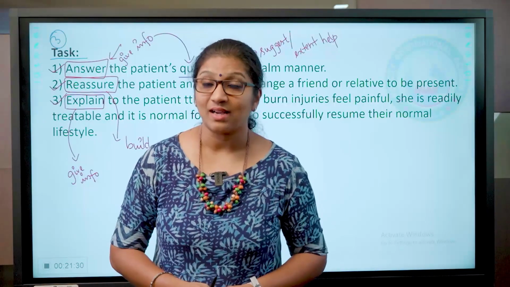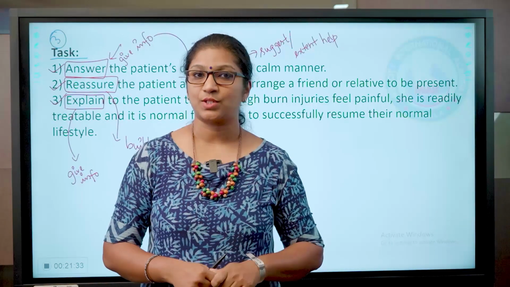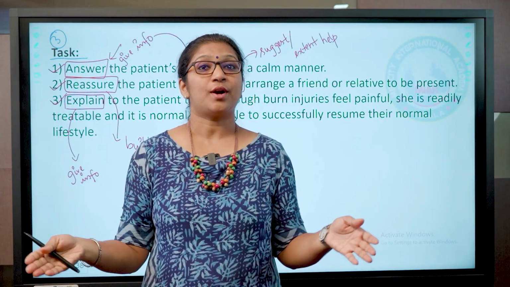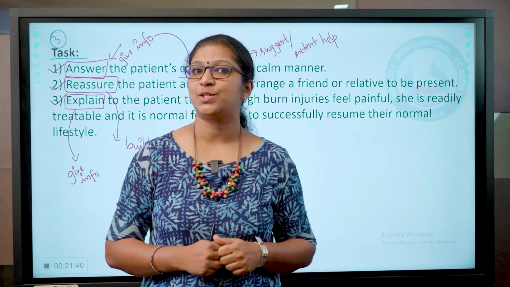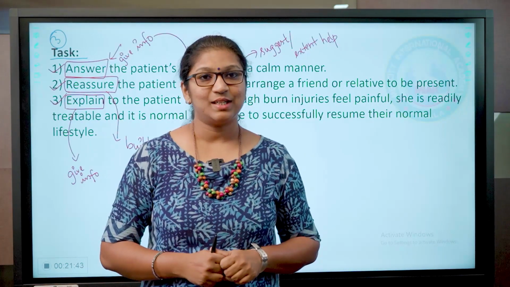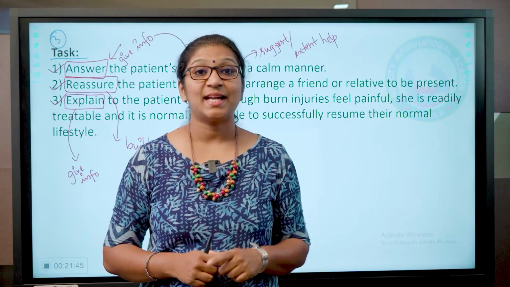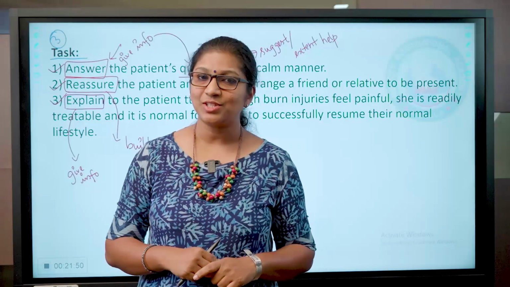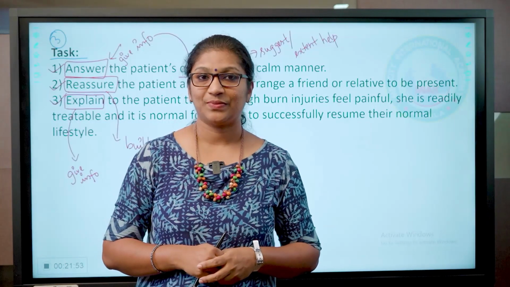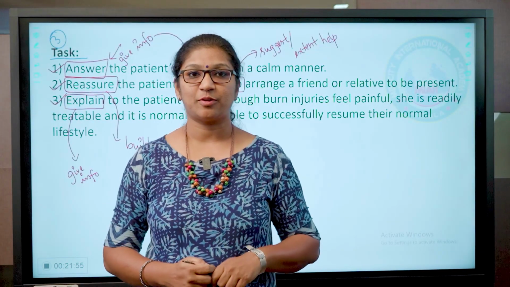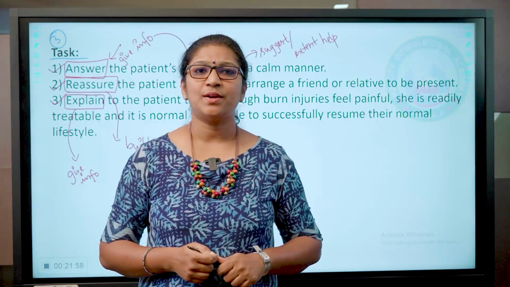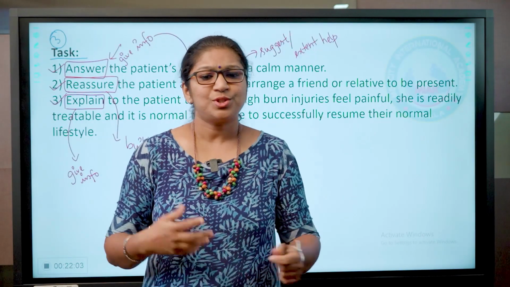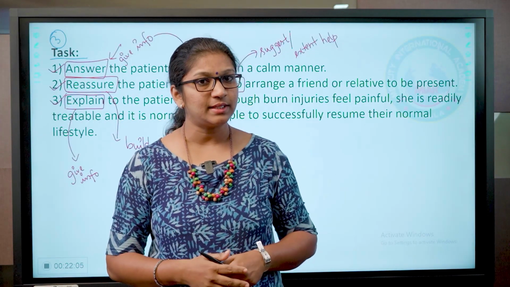Now, whenever your task asks you to explain something to the patient, remember not to go straight ahead and start talking in detail about all the information that you need to give. Instead, you need to first check how much the patient already knows, how much the patient is already aware about the condition, and then add on additional information. You might be wondering, why should I check with the patient? Because my task says explain. So shouldn't I just go ahead and start talking about it?